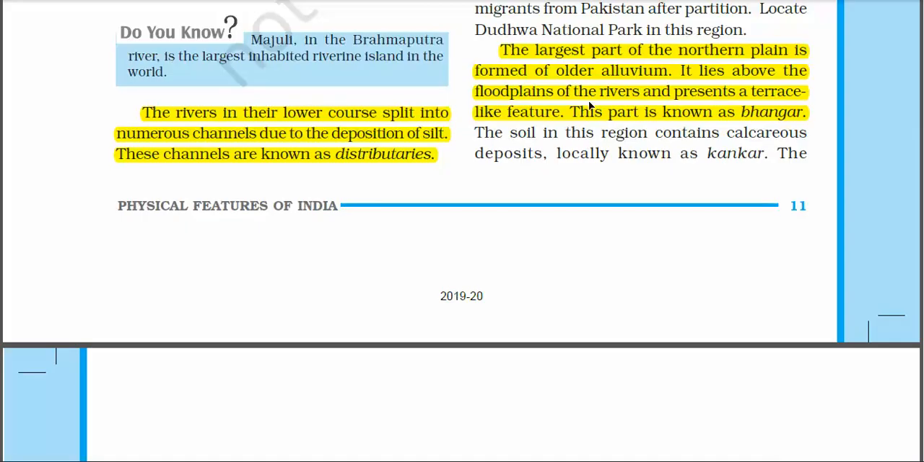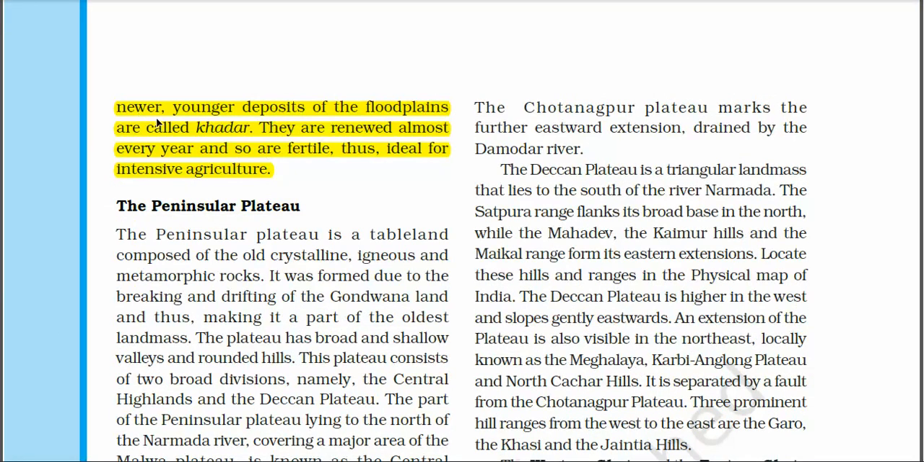The largest part of the northern plain is formed of older alluvium. It lies above the flood plains of the rivers and presents a terrace-like feature. This part is known as Bhangar. Newer, younger deposits of the flood plains are called Khadar. They are renewed almost every year and so are very fertile. As a result, these are ideal for intensive agriculture.